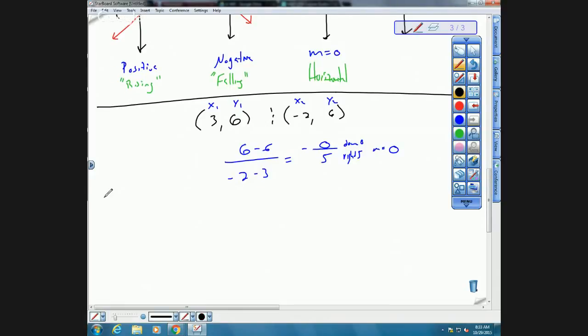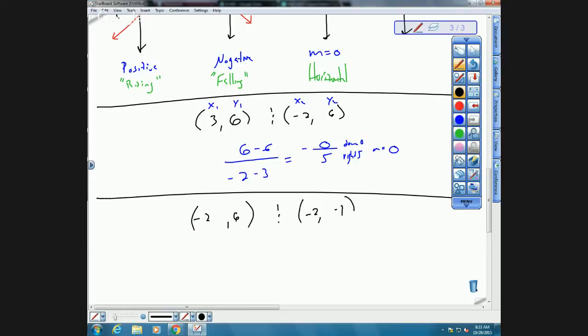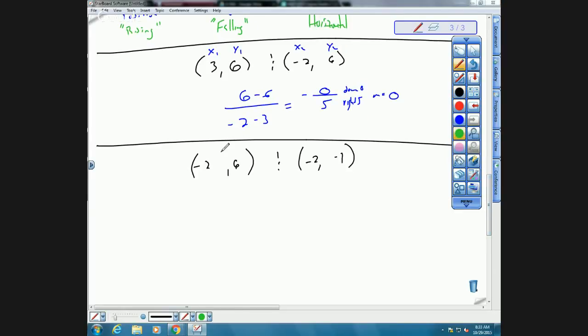All right, our last type of graph. So again, we're working these. We have x1, y1, x2, y2. So you have negative 1 minus 6 over negative 2 minus negative 2. So negative 1 minus 6 is negative 7. Add these up and I get 0.